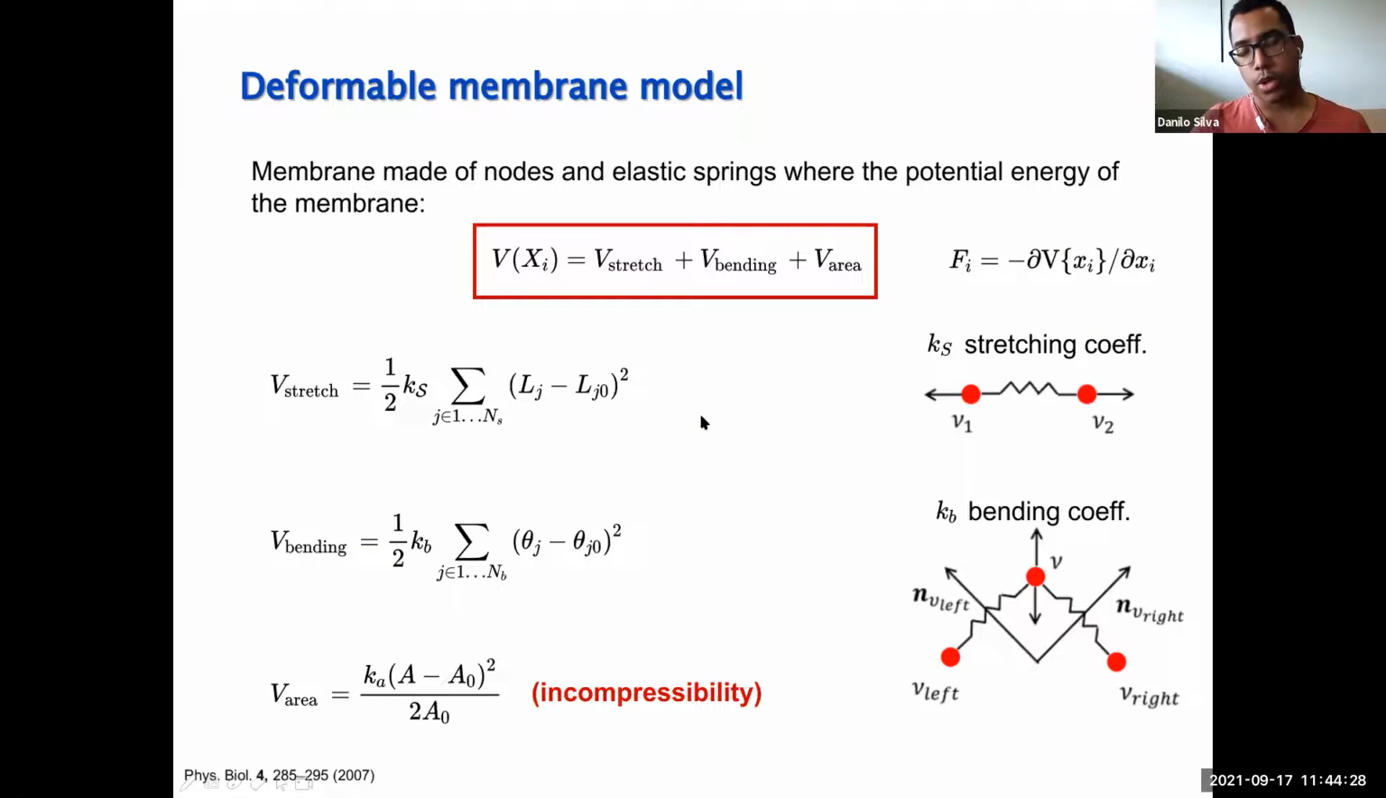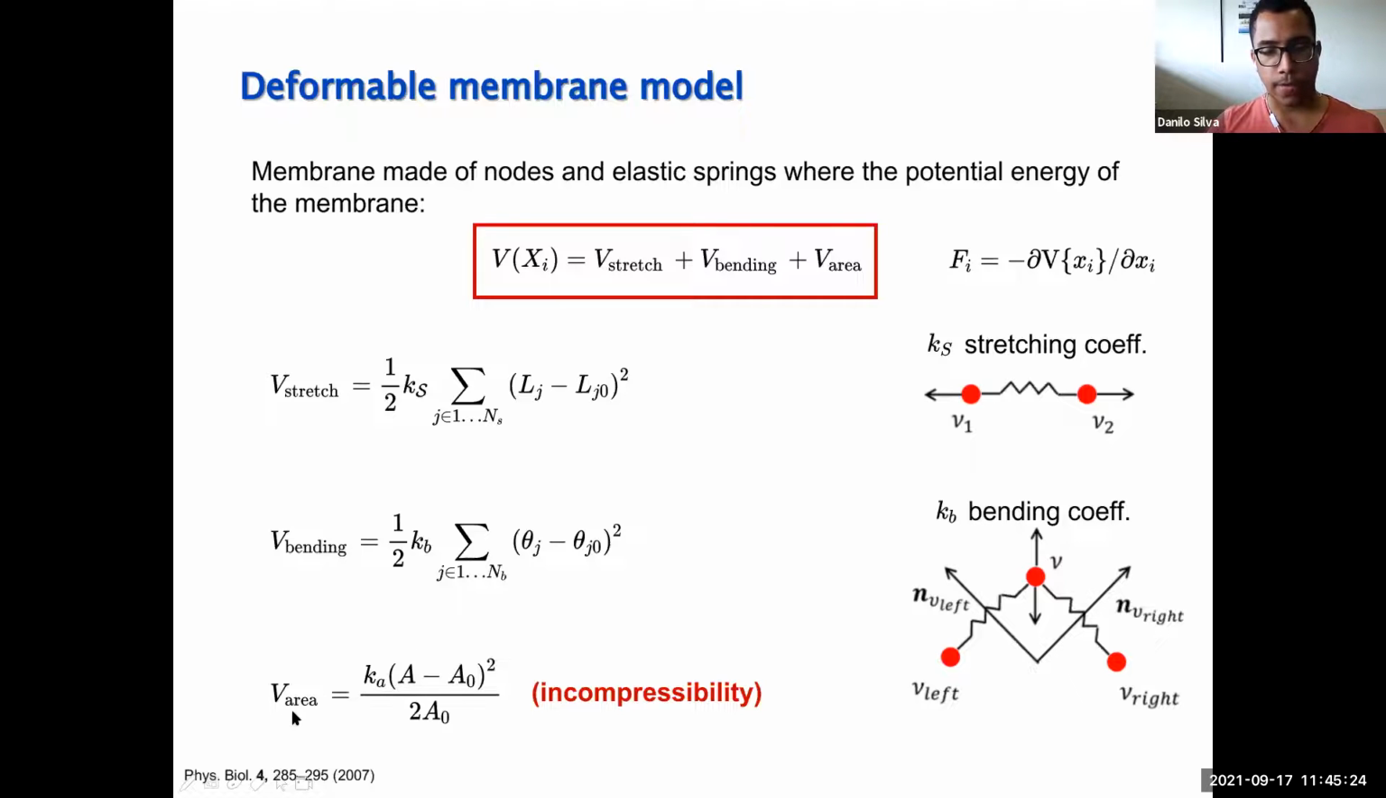So also, because we want to study a little bit of flexibility, we add the deformable membrane model, which basically consists of a membrane made of nodes and springs, in which the potential energy of the membrane is given by the potential energy of the stretching between the springs, the bending between the springs, and the area that our membrane encloses. And so we have then a stretching coefficient, Ks, and a bending coefficient, and an area coefficient as well. For example, for the stretching and bending coefficients, we have here our subscript j0, which basically represents our equilibrium position. So L_j0 is our equilibrium length, and theta_j0 is basically our equilibrium angle.